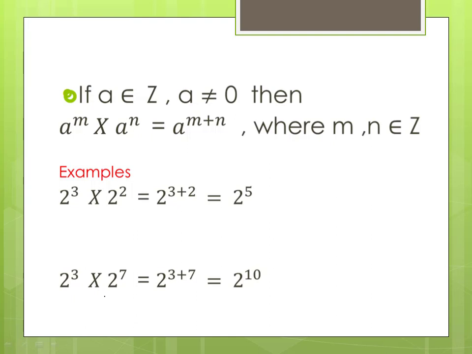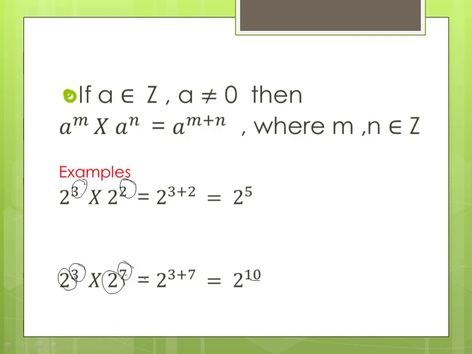When we have two numbers with the same base, for example, 2 to the power 3 and 2 to the power 2, they have the same base here. So when we have two numbers multiplied together with the same base, then we add only the power. So we write 2, and we make 3 plus 2. So the answer is 2 to the power 5. If we have 2 to the power 3 times 2 to the power 7 equals, we have the same base, 2 and 2, and 3 plus 7 equals 10. So we have here 2 to the power 10.